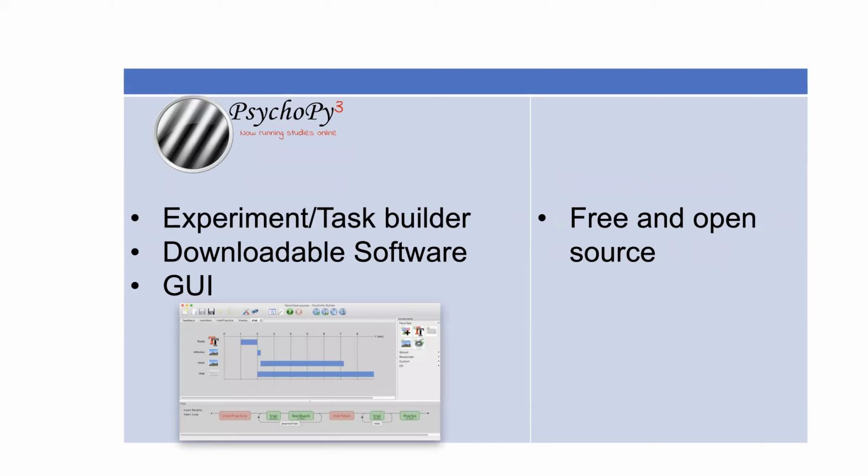There are other platforms too. Another popular one is PsychoPy. This is just an experiment or task builder. With PsychoPy, you have to download it onto your computer, and then build the experiment. What's good about PsychoPy is that it is a GUI as well, or you can just code in Python, and you can build up your experiment graphically. What's great is that it's free and open source, so all the code is available, and you don't need to pay anything.